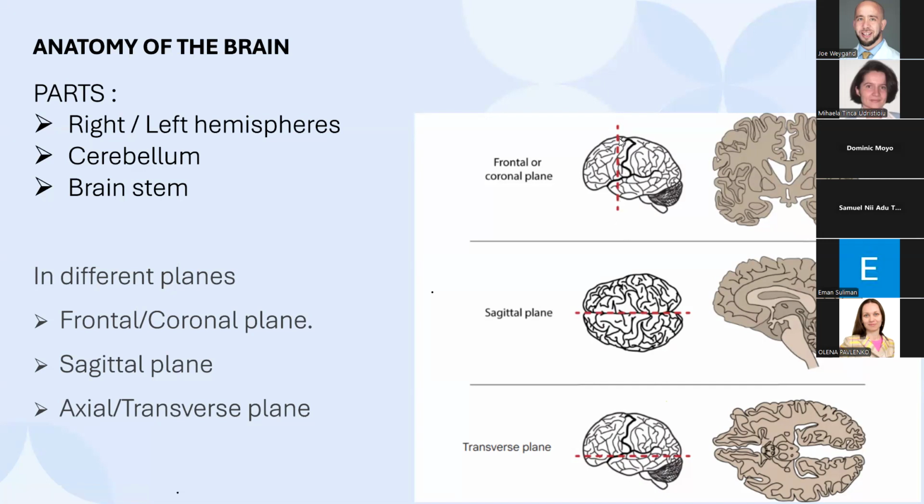The frontal or coronal plane is when we take an image, like cutting the brain, and look at it from the front, thus it's called frontal. The sagittal plane is when we cut the brain and look at it from the medial side. And we have the transverse or horizontal plane, when you look at the brain from above or below, depending.